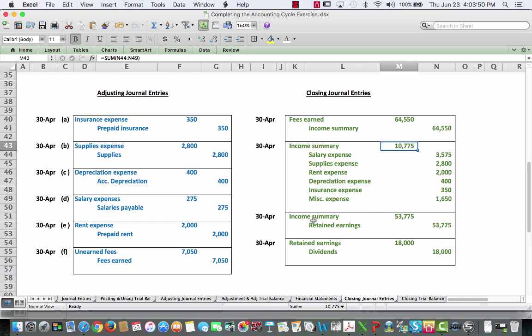Well, now our income summary has a balance. That balance of $53,775 also has to be closed out into retained earnings. So here you see that our revenues are closed, our expenses are closed into income summary, and then we have to close out income summary. And finally, the 4th entry is to close out dividends. If the corporation paid dividends during the year, those dividends are closed out and taken out of retained earnings. So as you can see, there are 4 basic closing entries.